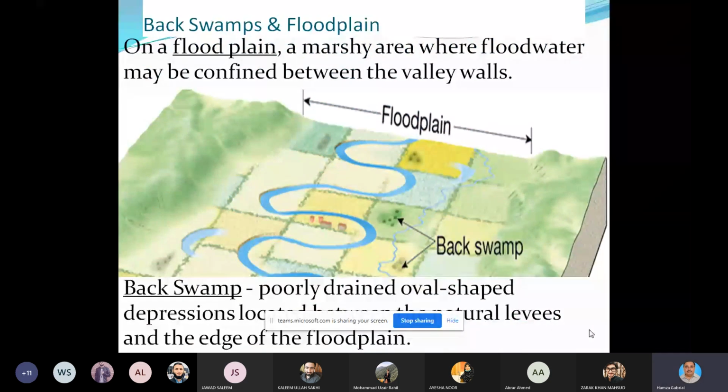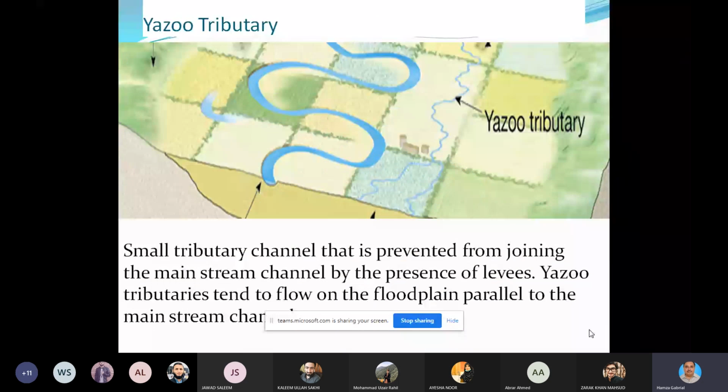So you see here the definition: poorly drained oval-shaped depressions which are locally formed. They are the swamp area. And the Yazoo tributaries are the small tributary channels which have been prevented from joining the mainstream channel due to the formation of levees, formed either naturally or man-made, and they then tend to flow parallel to the main channel.